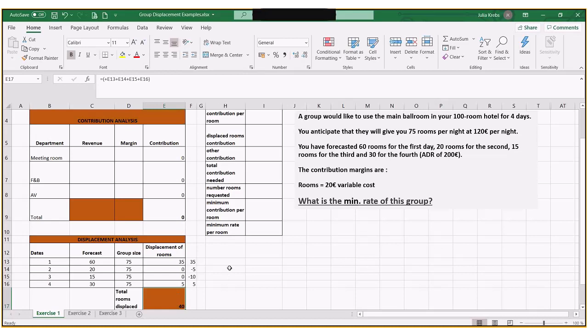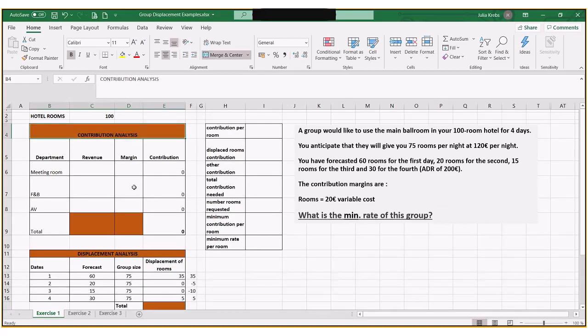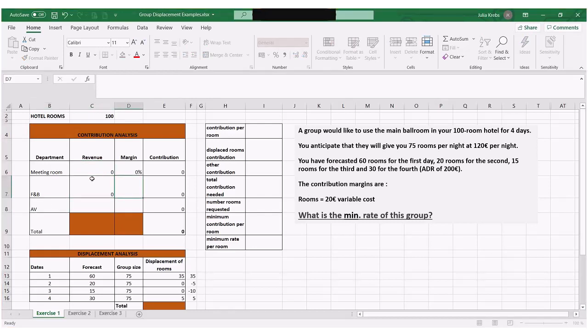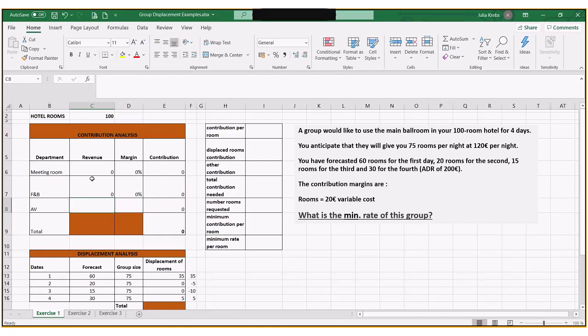Before we can do that, we go into the contribution analysis, and we're going to fill in whether the group is bringing us any additional revenue. At this moment in time, the main ballroom they want to negotiate free of charge. It doesn't say any charge here, so obviously this is going to be 0. There's no margin, there's no contribution, and there's no revenue. Also, they're not taking any F&B or audiovisual, AV. So again, all of this is going to be 0. They're not bringing us any additional contribution.